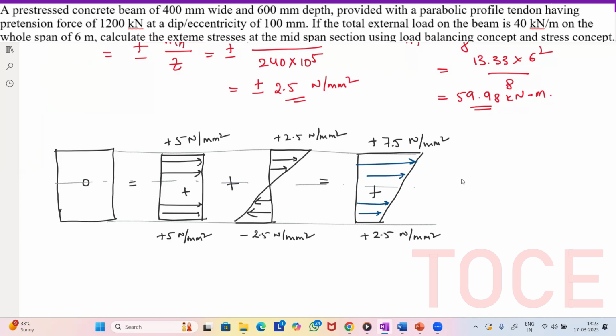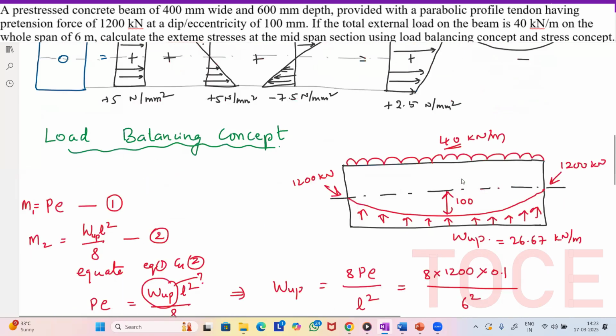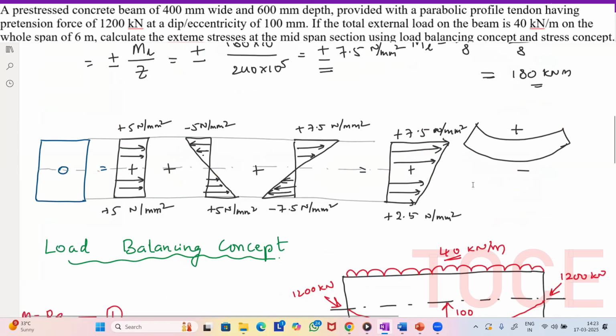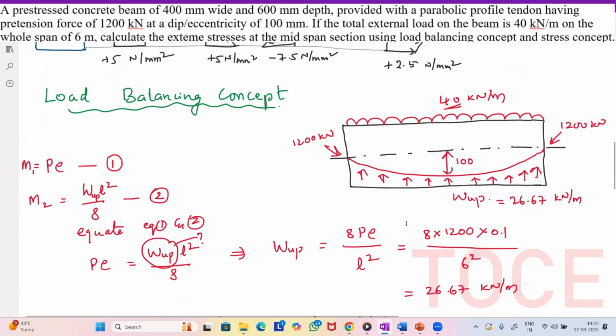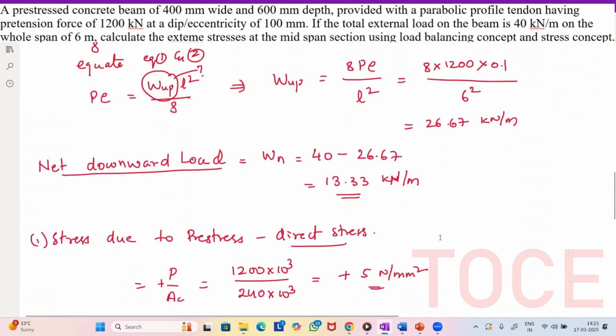Okay. So using the load balancing concept, in the top extreme fiber we got stress as 7.5, and in the bottom extreme fiber we got stress as plus 2.5. And using the stress concept as well, we also got the same values, on top 7.5, at bottom 2.5. Okay. So this is how we are going to calculate. Okay. Thank you.